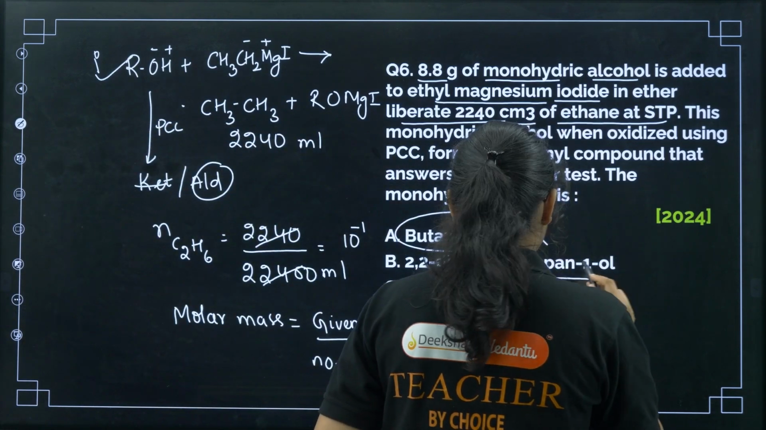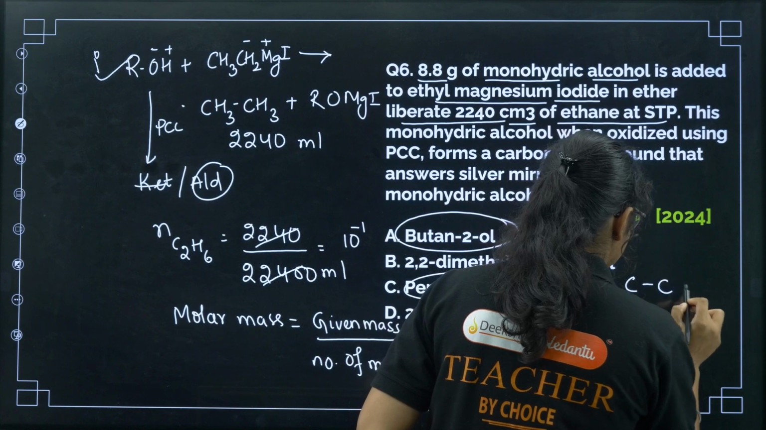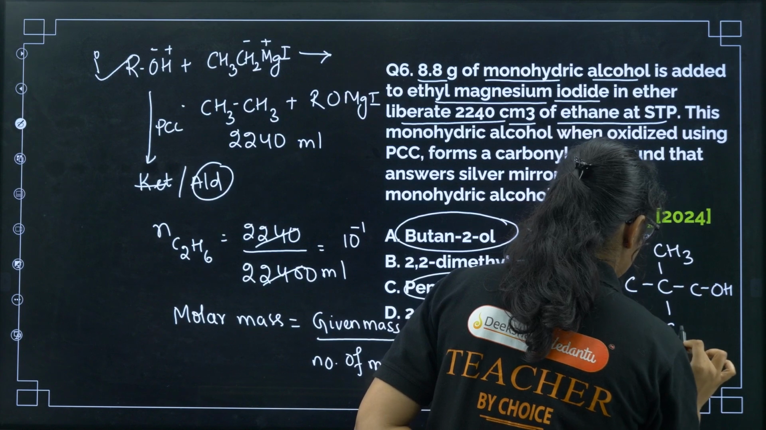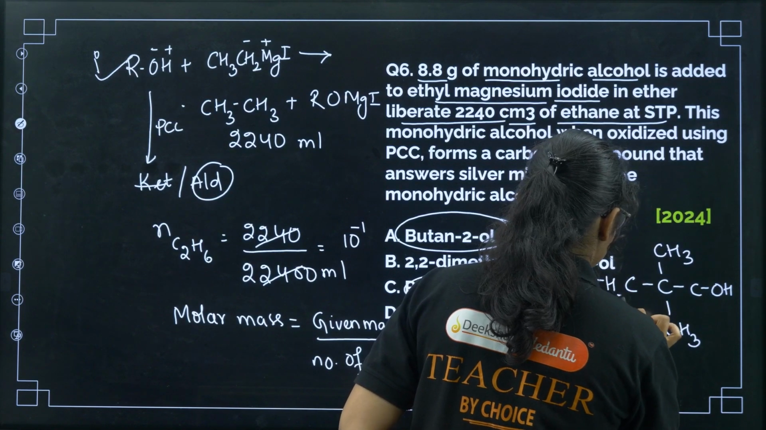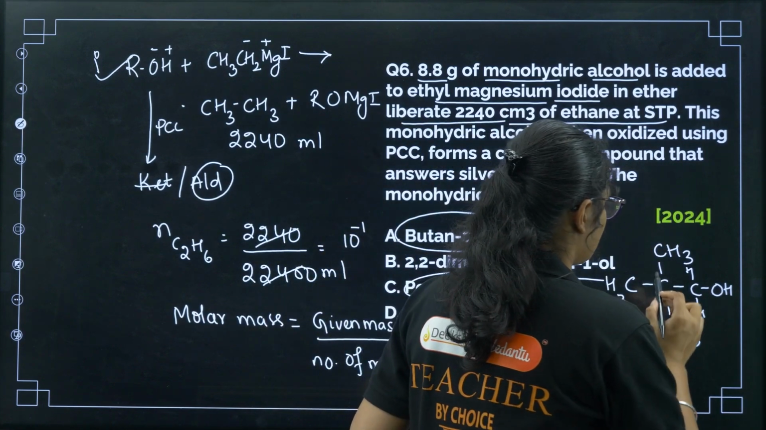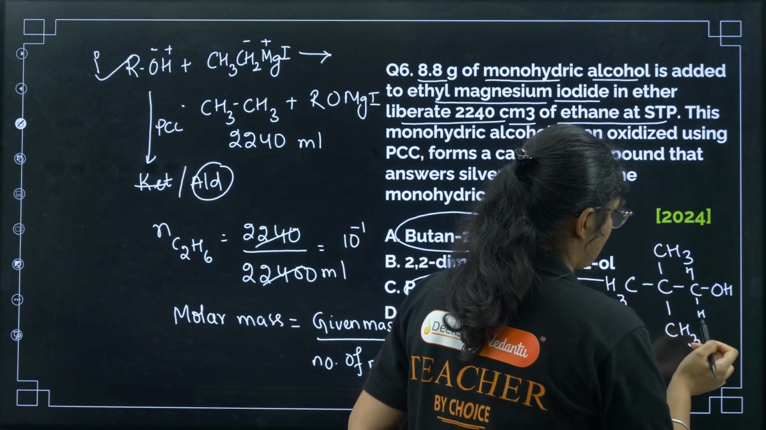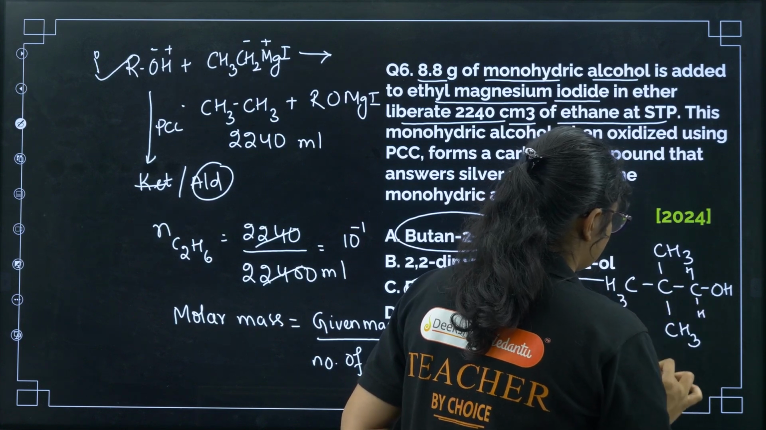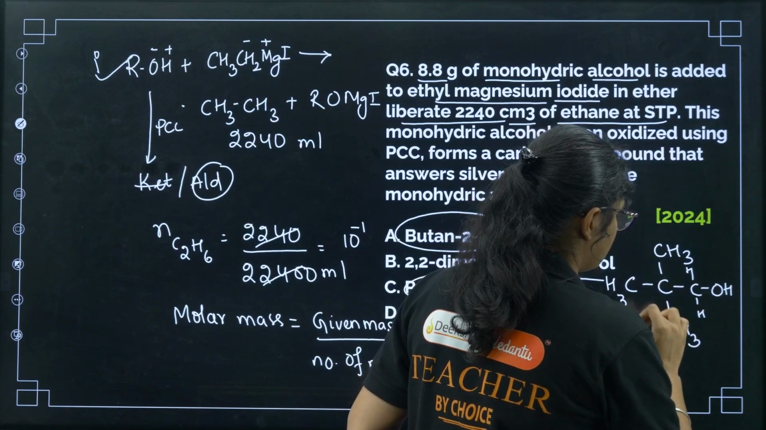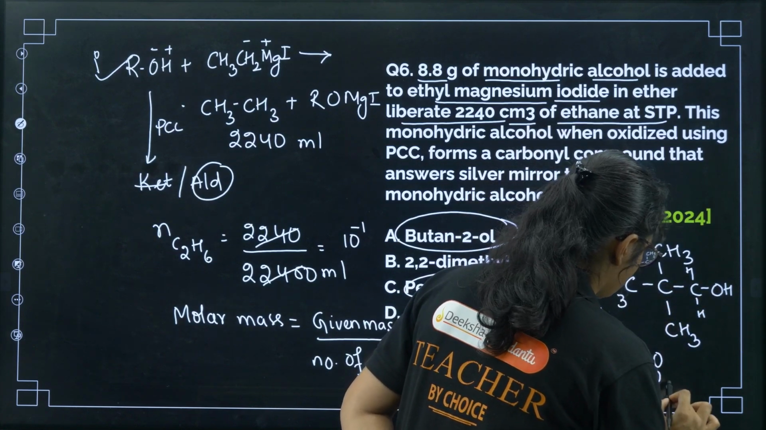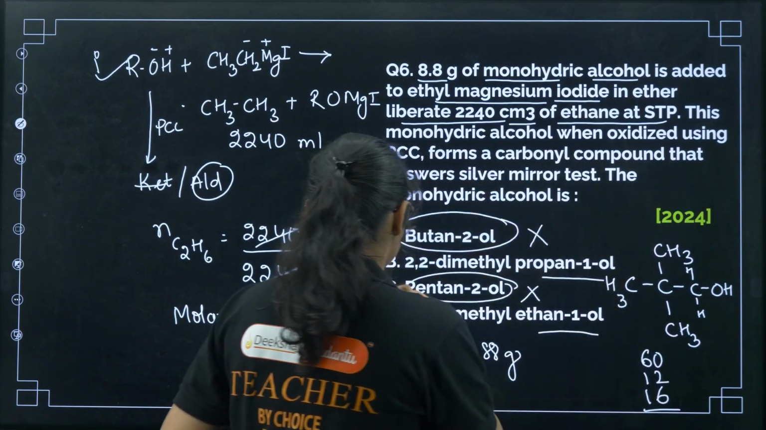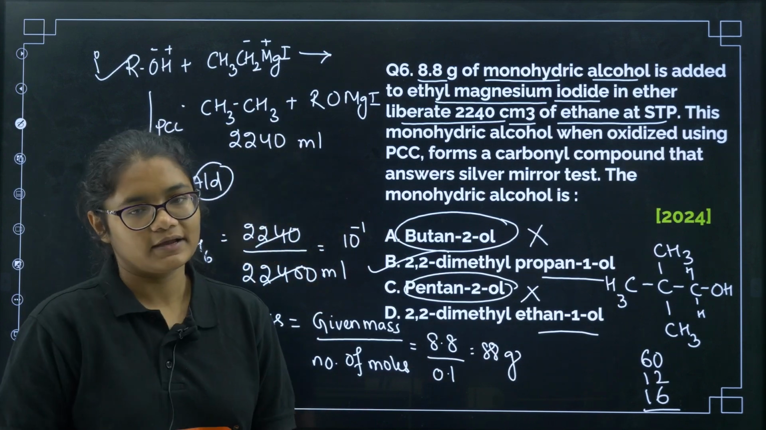So if I see 2,2-dimethyl propan-1-ol, I have it like this. Now I have 1, 2, 3, 4, 5 carbons, right? So 12 times 5 is 60. Next, how many hydrogens are there? 3, 3, 3, 9, 10, 11, 12. So again 12 hydrogens, and oxygen is 16. So if I add this, I'll get 88. So yes, 2,2-dimethyl propan-1-ol is the correct answer here.